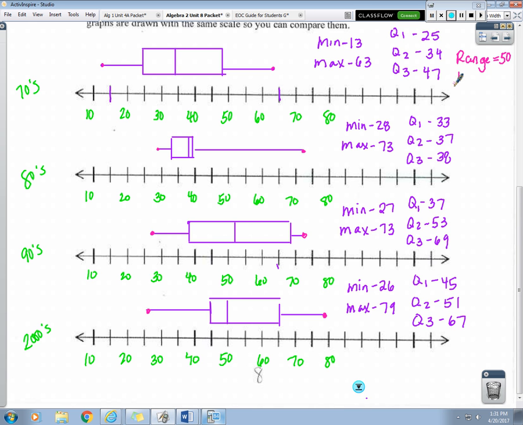What is the interquartile range? How do you calculate that? Okay, and that would give you what, Grant?